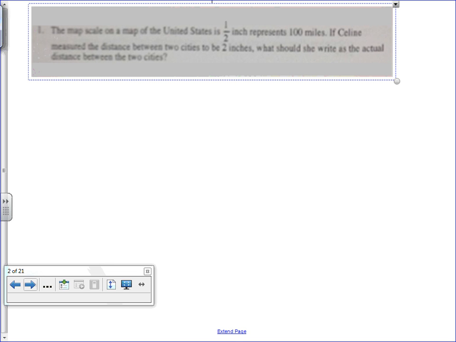The map scale on a map of the United States is a ½ inch represents 100 miles. If Celine measured the distance between two cities to be 2 inches, what should she write as the actual distance between the two cities? Well, let's draw out what 1 inch would look like. If this was 1 inch, this would be half. Half an inch equals 100 miles. 100 miles here. That means I have 100 miles here.